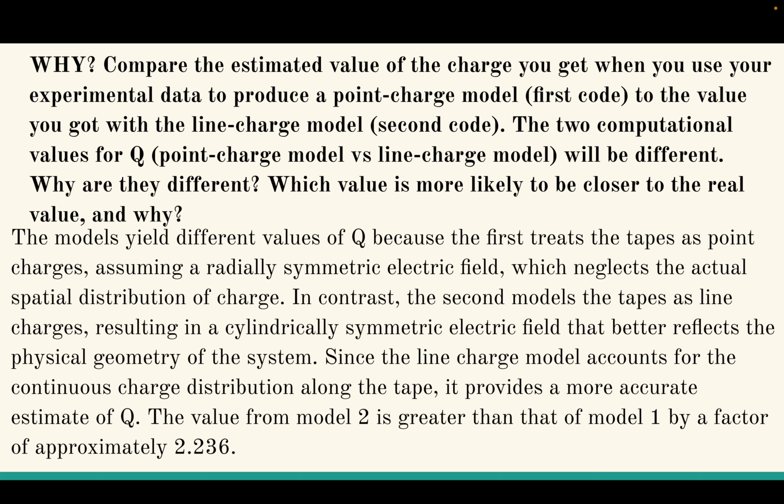Now, we see that the model which we used with line charges for the tapes gave a different value than the first model. This is because the line charge uses 30 different particles and evenly distributes the charge. This is more accurate, and hence the actual value is probably closer to 2.23 × 10^-8 coulombs for the charge on the tape.